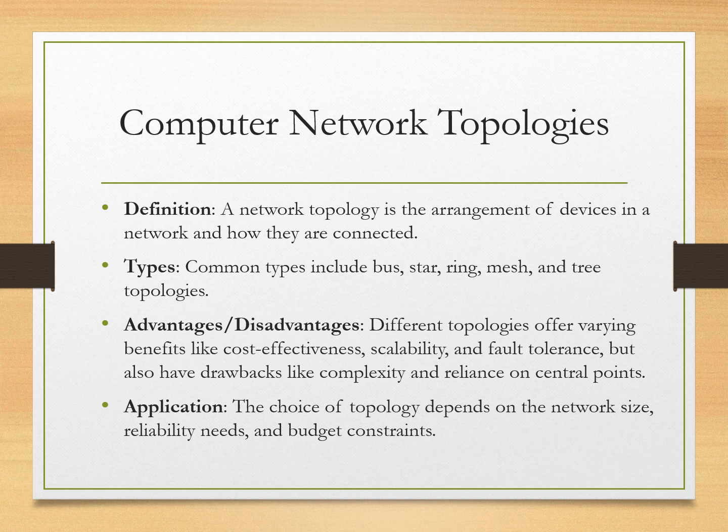Computer network topologies. Network topology is the arrangement of devices in a network and how they are connected. Common types include bus, star, ring, mesh, and tree topologies. Each topology has its own advantage. For example, bus is simple and cost-effective. Star offers easy management. Ring ensures smooth data flow. Mesh is highly reliable, and tree is scalable.